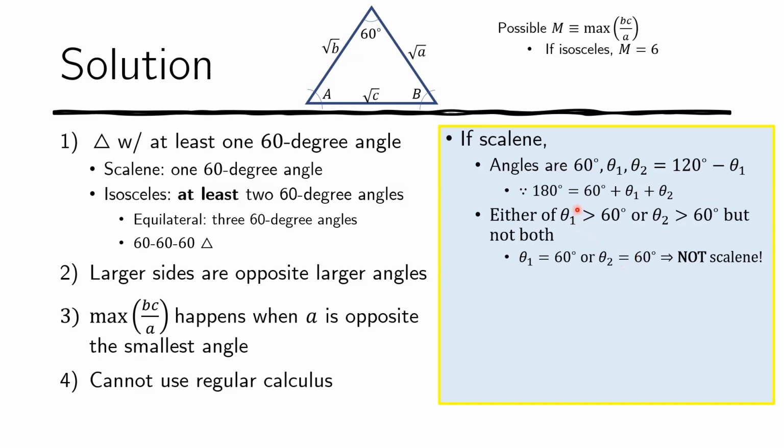So it could only be that one of them is greater and the other is less. If one of them is greater than 60 degrees, let's say theta 1, then the other one should be less than 60 degrees. And also vice versa. That means if theta 2 is greater than 60 degrees, then theta 1 must be less than 60 degrees. And that's easy to see.